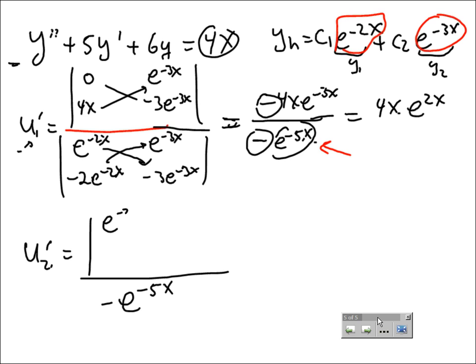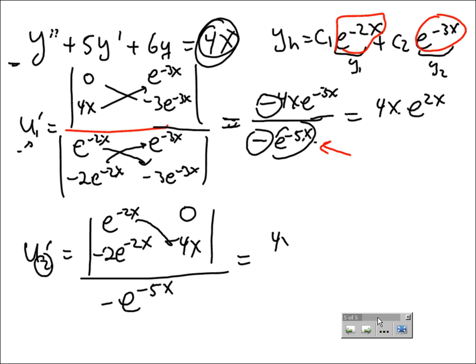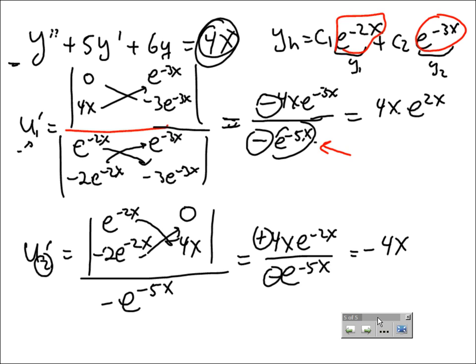I put y1, and underneath it, I put the derivative of y1. Since it's sub 2, I get the 0 and this function at the end, 4x. I calculate that derivative. That product is going to be 4x e to the negative 2x minus 0. And the bottom is negative e to the negative 5x. And understood positive over negative is negative 4x. This minus that is still 3x.